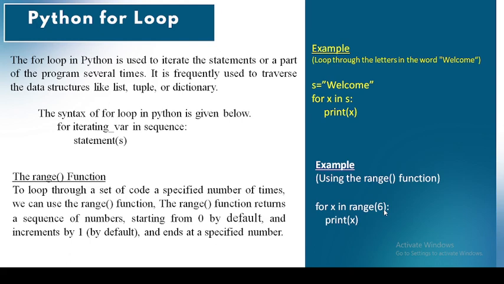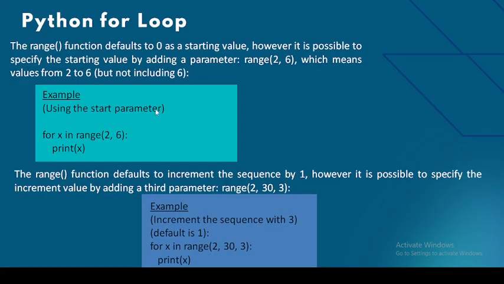But what if you don't want to start from the default value 0, but want to start from a different value? Then we can put a second parameter in the range function. Now look at this example here, range 2 comma 6. So what does it mean? It will start from 2, it will go till 5.